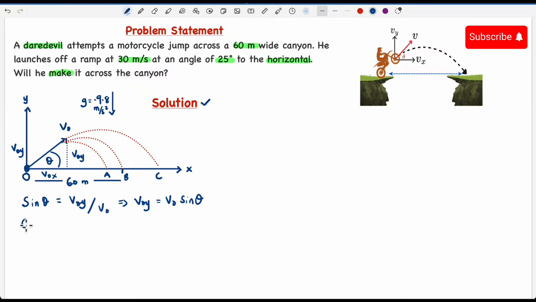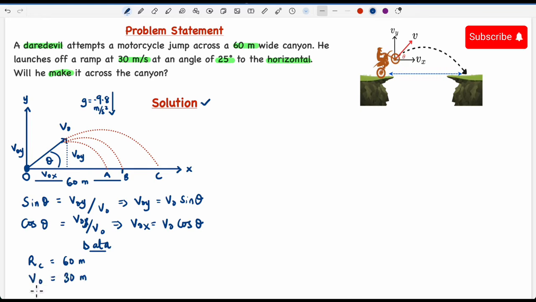Similarly, if we use the cosine of the angle, then we are going to get the horizontal component of the initial velocity, V0x, divided by V0. In that case, we have V0x equals V0 cosine of theta. With this known, the data we have from the problem is given as such. We are given the range or the width of the canyon, which I'll call RC, to be 60 meters. We are also given the initial velocity V0 to be 30 meters per second. We are also given the initial launch angle theta naught or theta to be equal to 25 degrees.